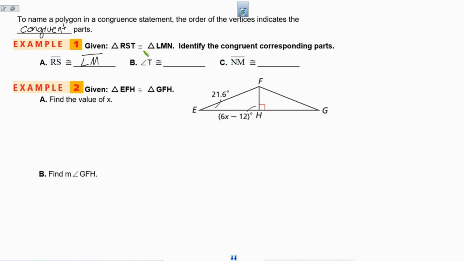Next up, we're looking at angle T. T is the last letter in the first triangle, so we want the last letter in the second triangle. We need angle N. Now, when you type these in, you need to tell me segment LM and angle N. You need to tell me the name. If all you type in is letters, you're telling me points. We are not naming points. We are naming segments, and we are naming angles.